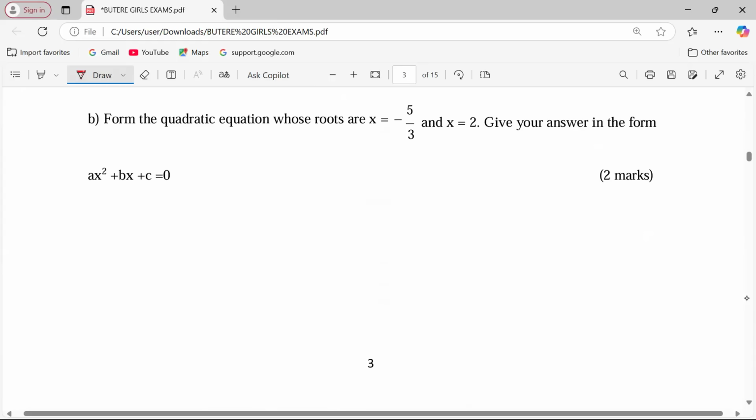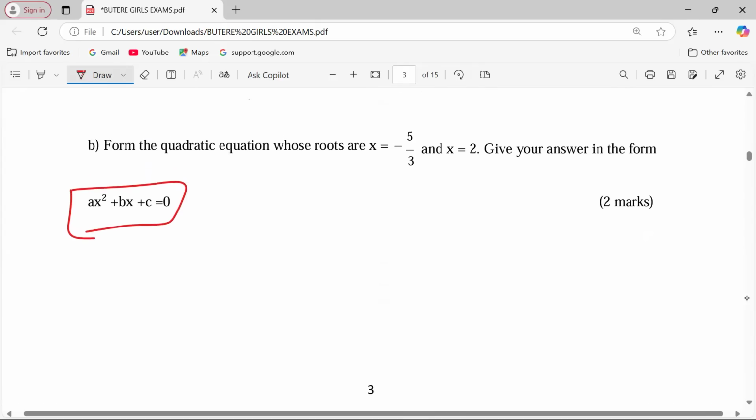Form the quadratic equation whose roots are x equals negative 5 out of 3 and x equals 2. Give your answer in the form provided there. So look at it this way. x equals negative 5 out of 3.